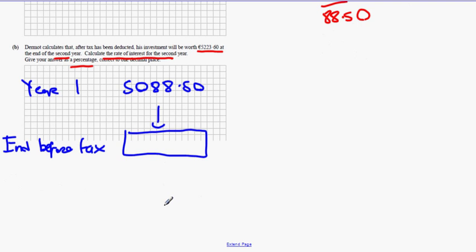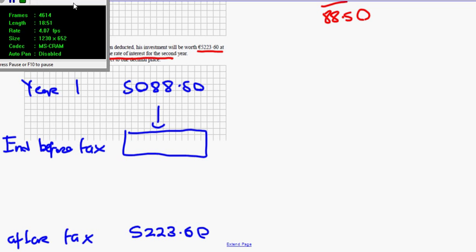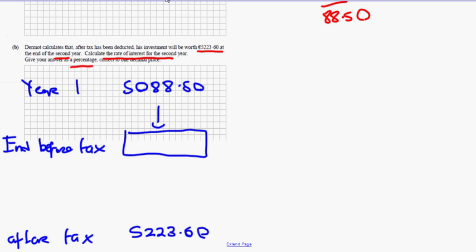Okay, then we have after tax. After tax we get 5,203.60. So what we can get is the interest made after tax. Okay, so what we can say is interest made after tax. So I'm going to take this number here away from this number here to get the interest after tax.